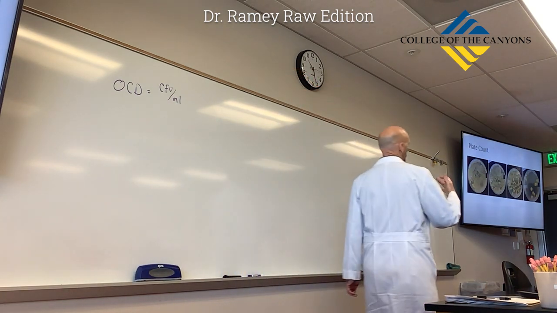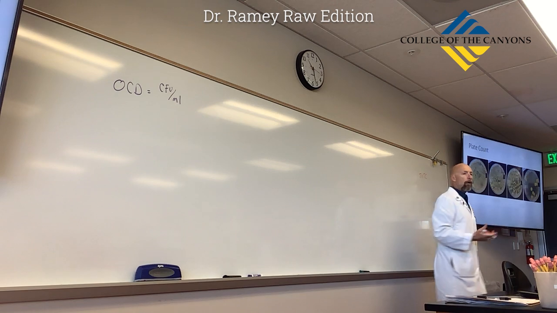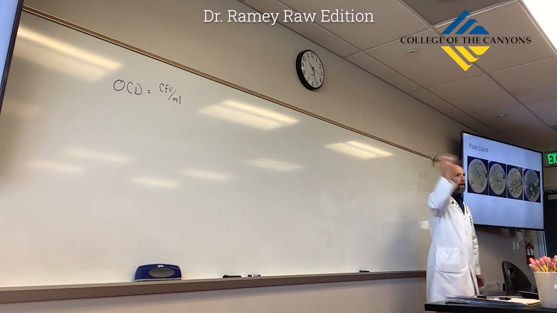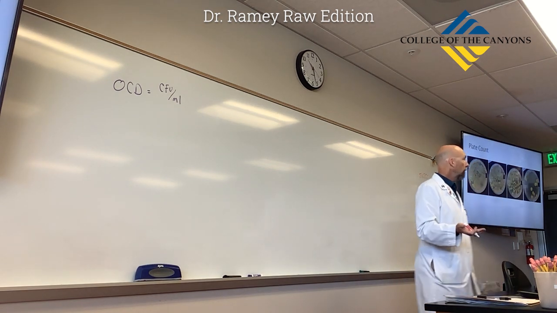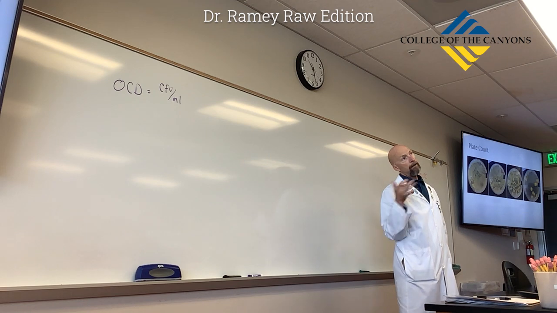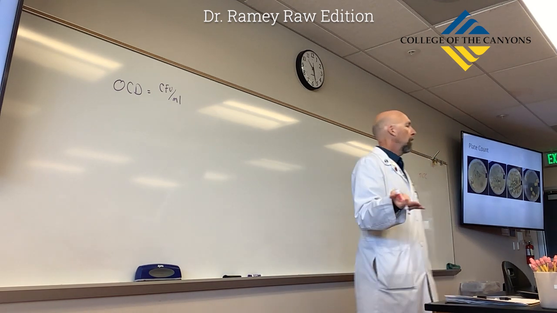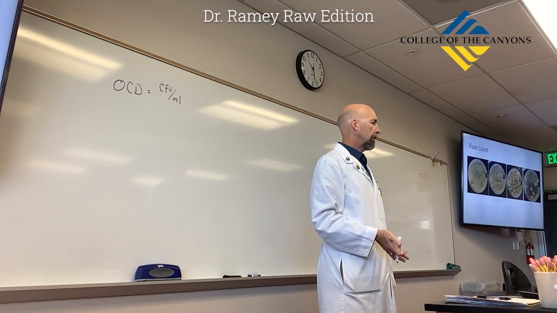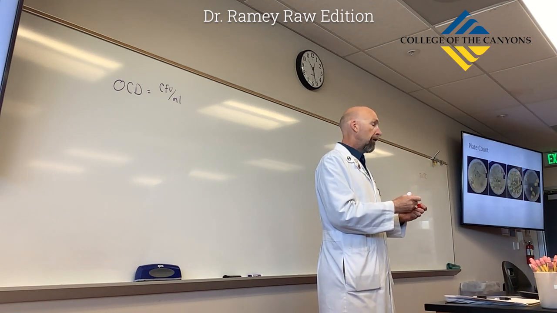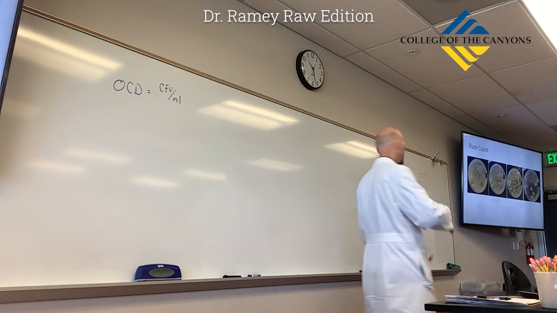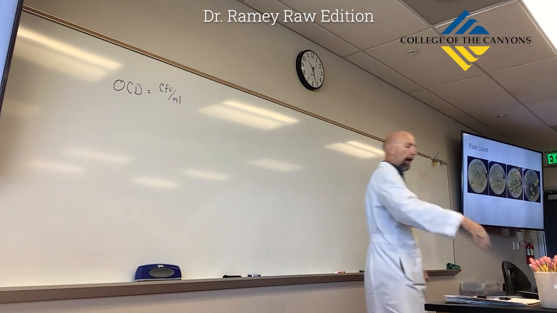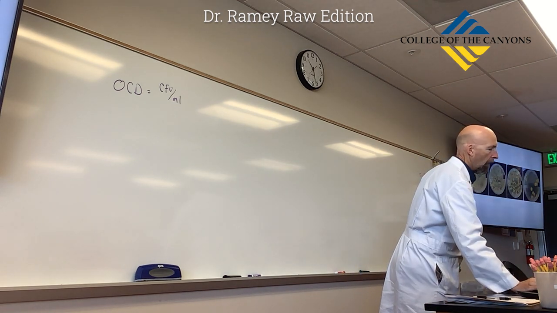So that would be the plate we would use. The plate B has way more than 300. We'd count it when you get to 301, just stop counting and go, oh, that's too numerous to count. I mean, you can count it, but why bother? So you're going to count these plates, evaluate them, and then from there you'll be able to calculate the OCD. So now let's go back and talk about how we do that.